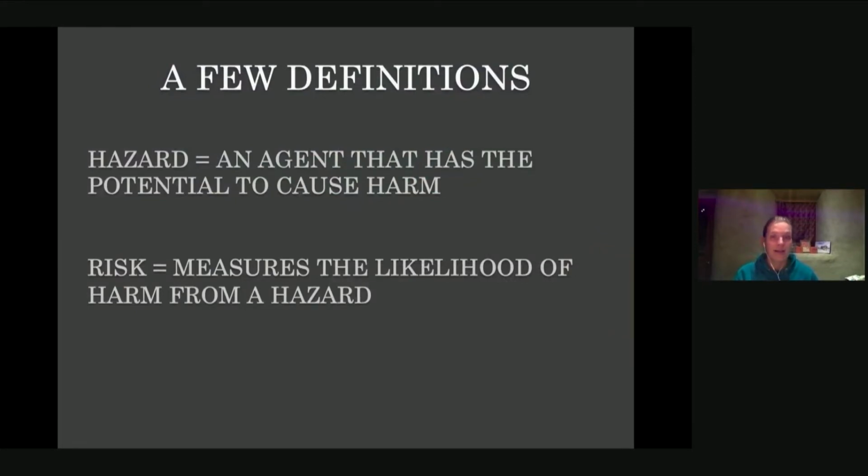So I want to start with a few definitions: hazard versus risk. When I think about hazard, the definition is basically an agent that has the potential to cause harm. This just exists. It's not anything being inserted into it. It's just out there. There's avalanche hazard, there's rockfall hazard, these things that just exist. And then risk measures the likelihood of harm from an existing hazard. So in order to have risk, you have to insert something into the hazard.